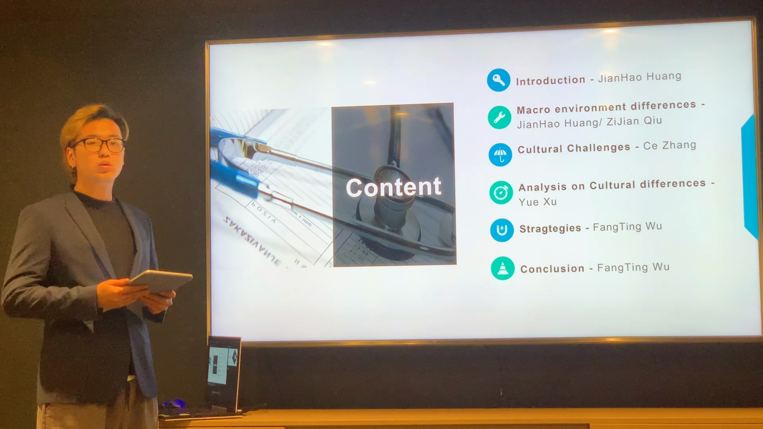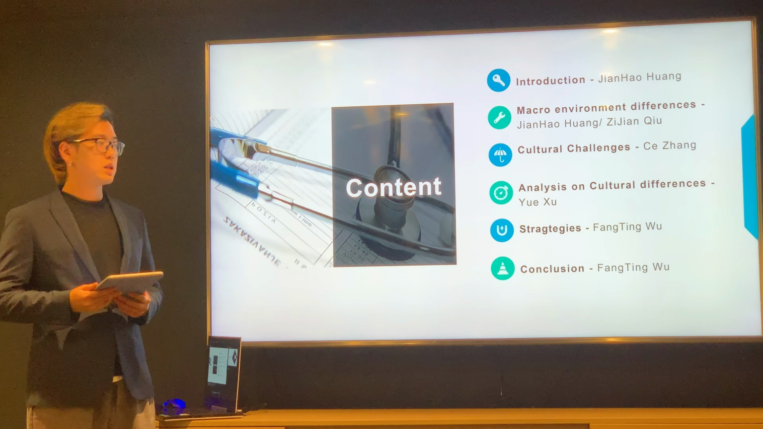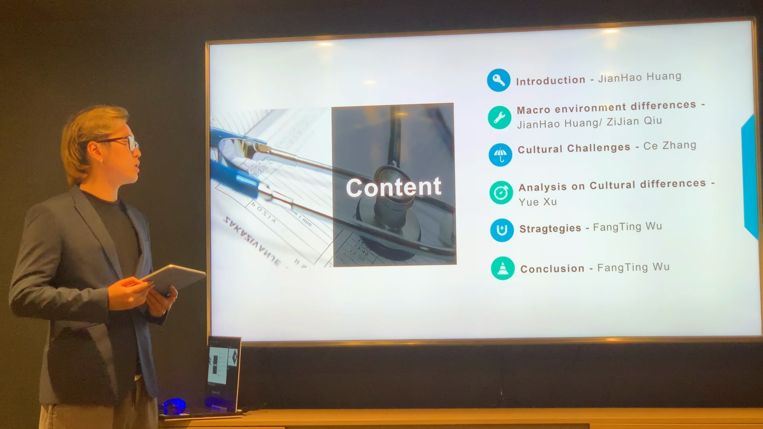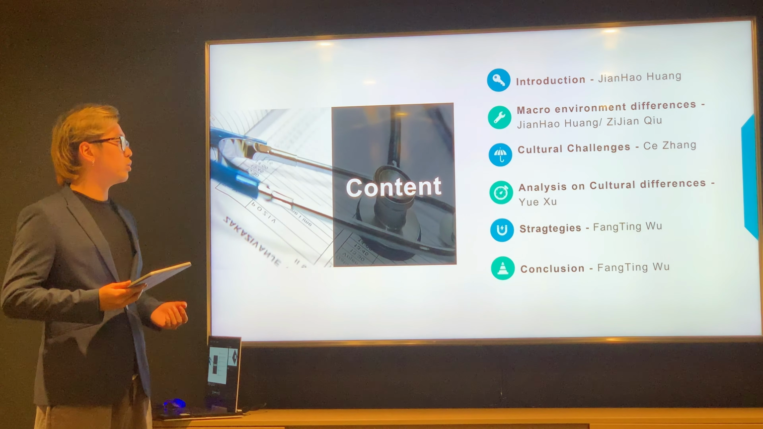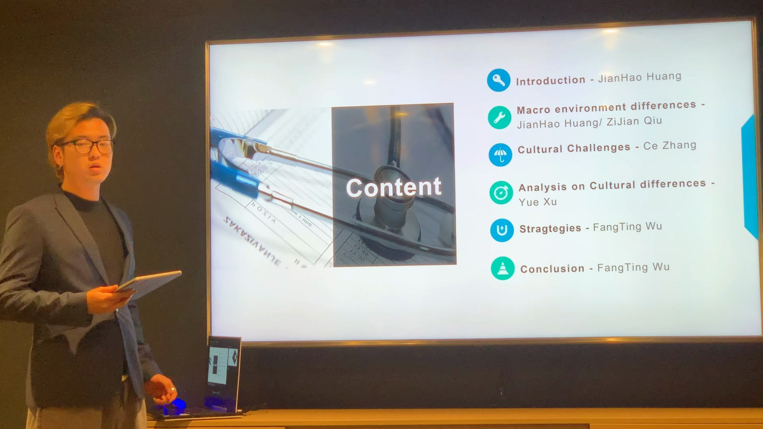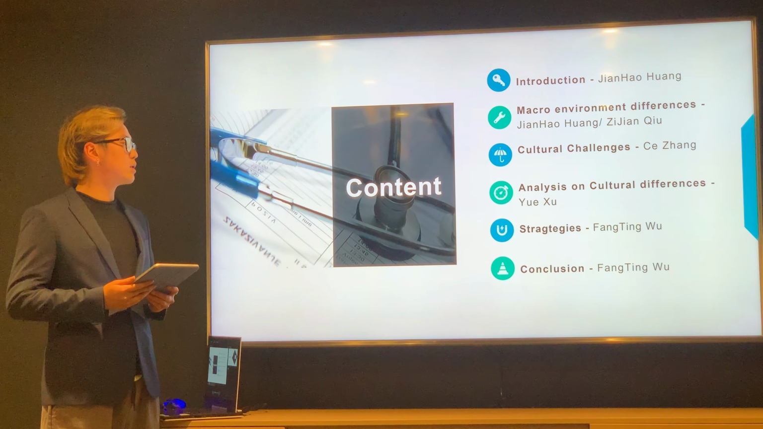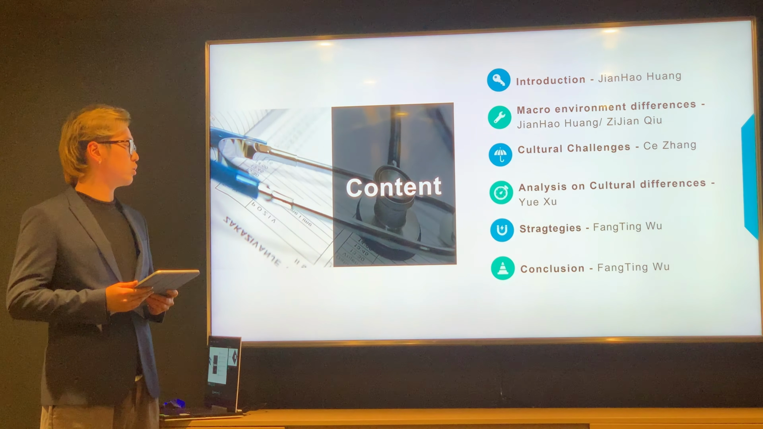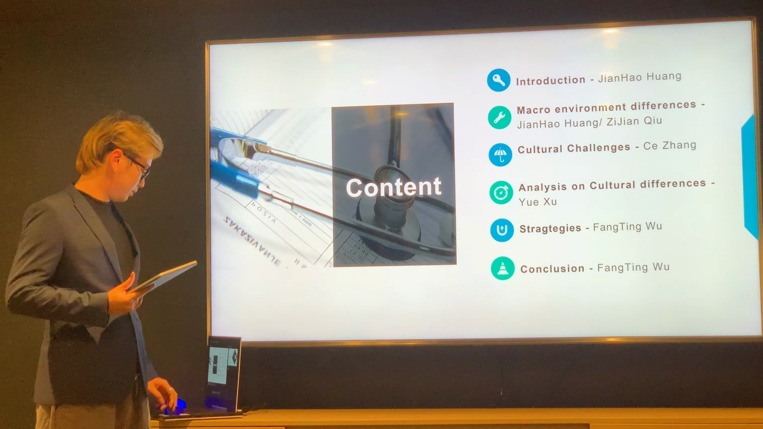First of all, I will do the introduction and a part of the macro environment difference. And this part, Qiu Zijian will finish. And second is Zhang Ce. He will do the cultural challenges. And then Xue will talk about the analysis on cultural difference. And last, Wu Fangting will talk about the strategy and the conclusions.